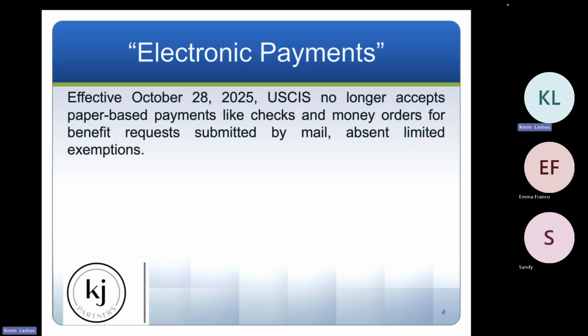As most of you are aware, since we've represented most of you since 2007, we give you all very detailed instructions about how to identify the cost associated with the benefit that you're applying for. And then we give you very specific instructions about how to write the checks out. Those checks were made out to US Department of Homeland Security, and we would follow the fee schedule, which keeps changing, in order for you to be able to issue checks for the payments of those benefits.